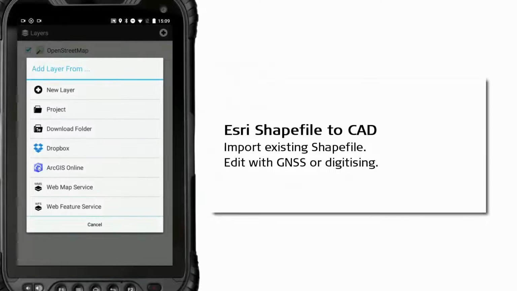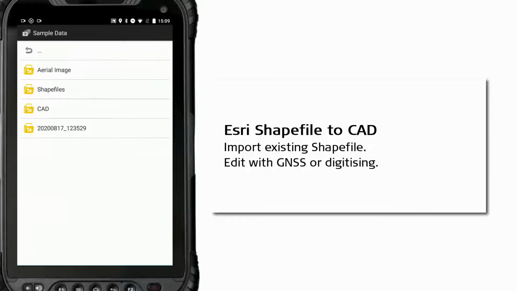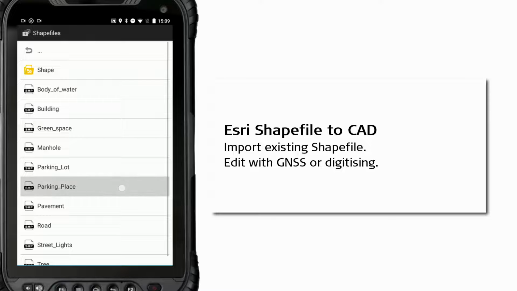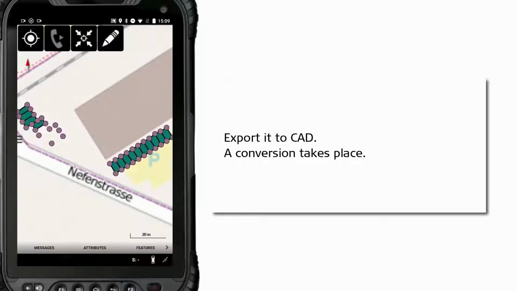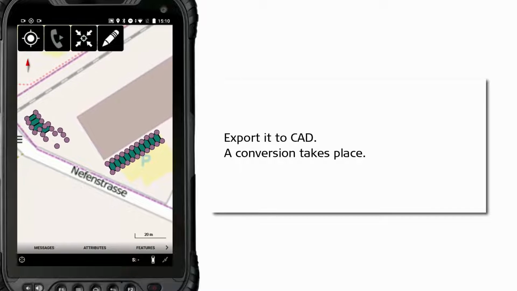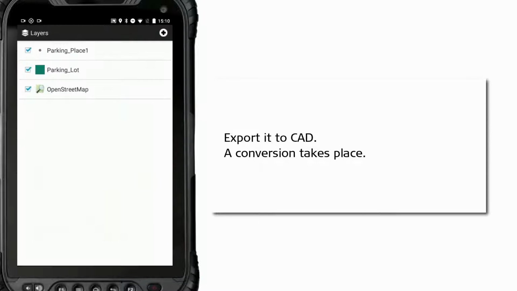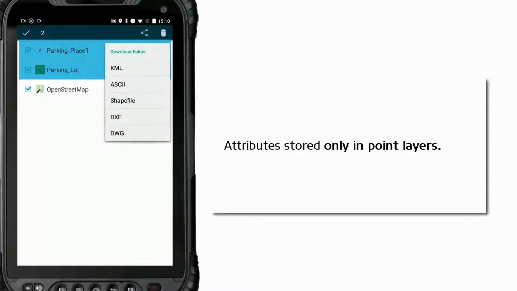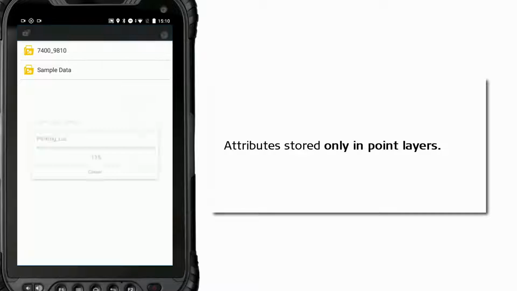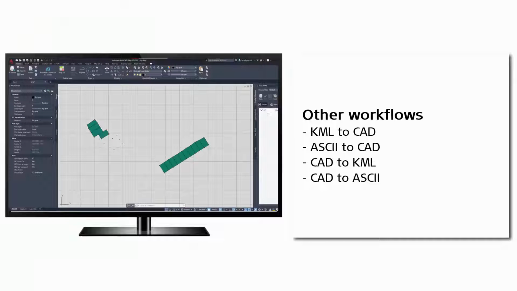You can import an existing shapefile in Zeno Mobile and make edits using GNSS or by digitizing. When you share the shapefile to DXF or DWG, a conversion takes place. Keep in mind that only attributes in point layers will be stored. In addition to the previous workflows, you can also share KML to CAD, ASCII to CAD, CAD to KML and CAD to ASCII. Let's now have a look at how to display CAD files in Zeno Mobile.